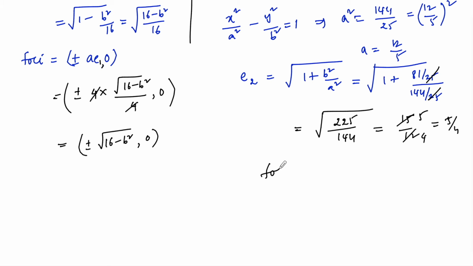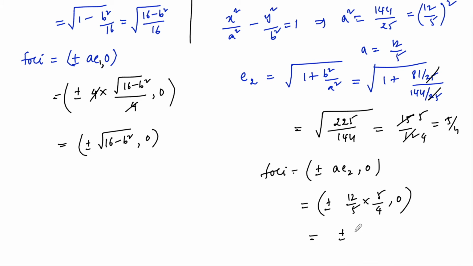And then foci of the hyperbola will be taken plus or minus a e2, comma 0, where a is equal to 12 upon 5, so plus or minus 12 by 5 into eccentricity e2, which is 5 by 4, comma 0. So that is plus or minus, 5 gets cancelled and 4 3 times, so getting 3 comma 0.